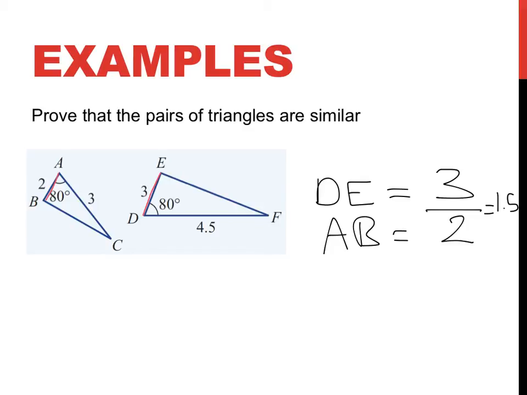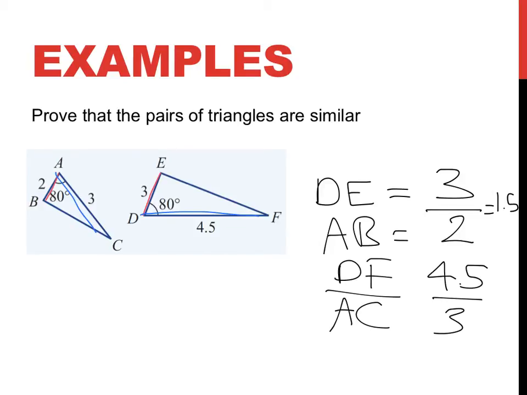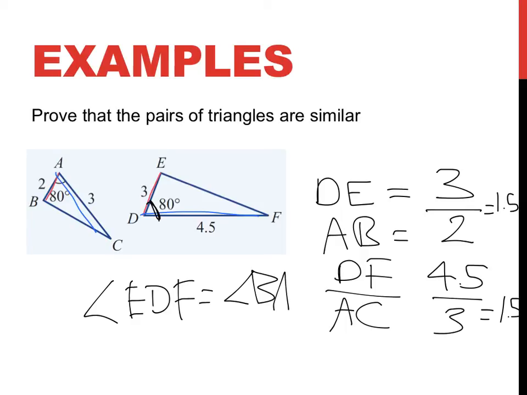Okay, let's have a look at the other side. So from the bottom of the 80, that's 3 going that way. So side AC is 3. And then going the other way here, it's 4.5. Side DF is 4.5. Always have to make sure I have the bigger triangle on the top. 4.5 divided by 3 is 1.5. So they're in the same proportions, which is a really good sign. Also, angle EDF, so this one in here, is equal to angle BAC, this one in here. So, like the other example, they are also similar.